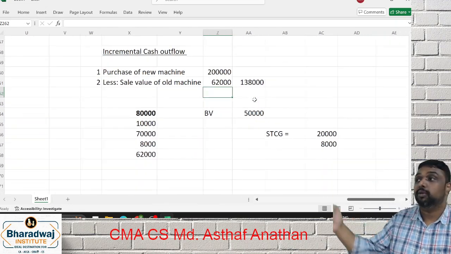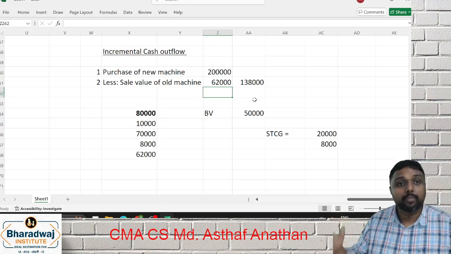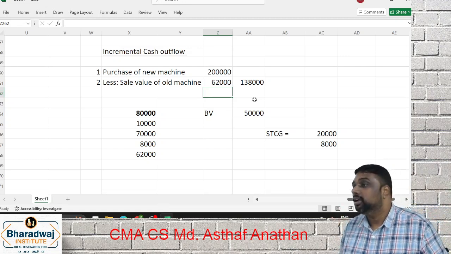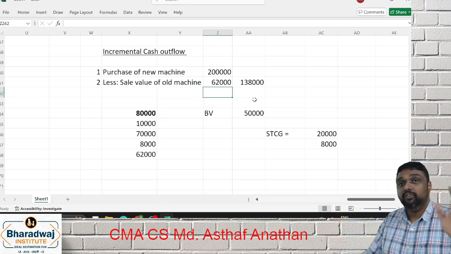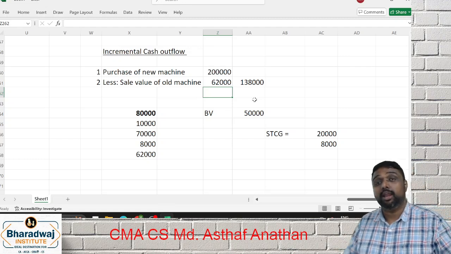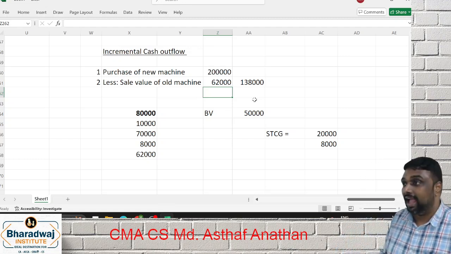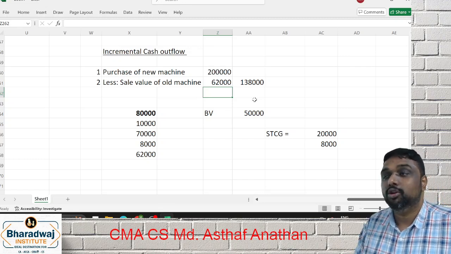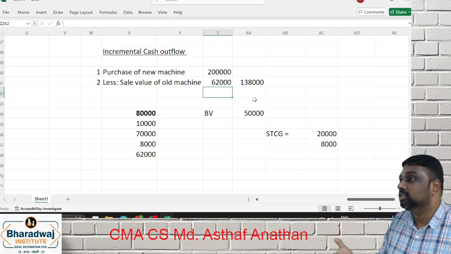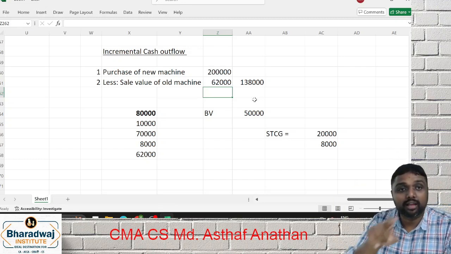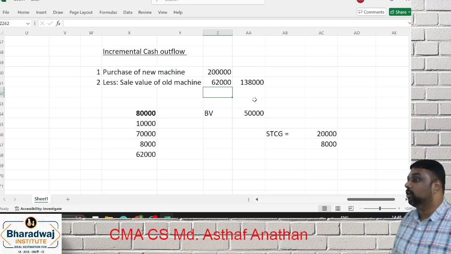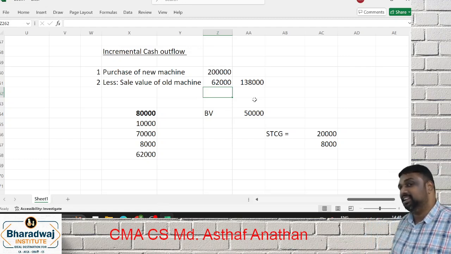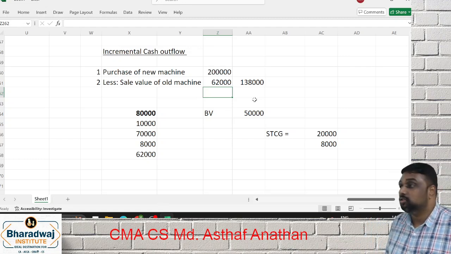So all the concepts: what is incremental cash inflow? What is the inflow from the old machine? What is the inflow from the new machine? That is the incremental cash inflow. If no inflow is given, you can compare expenses. For the old machine, your expense is 1 lakh. The new machine is an advanced machine; you will incur only 80,000. So your savings is 20,000. The savings is equivalent to inflow. That is all.